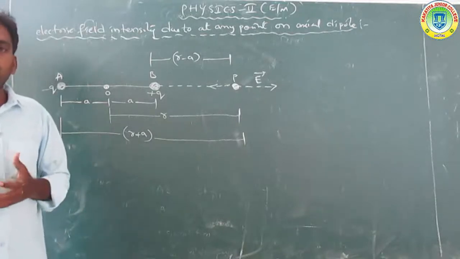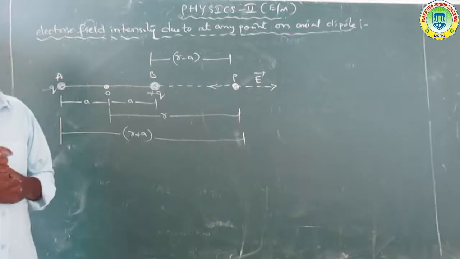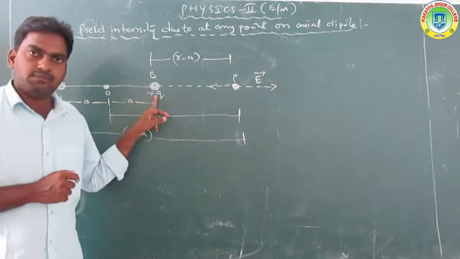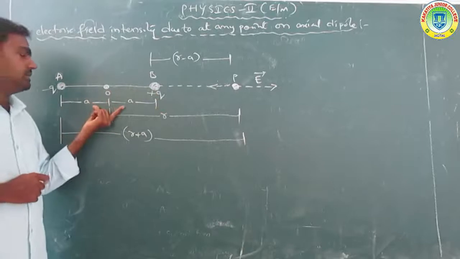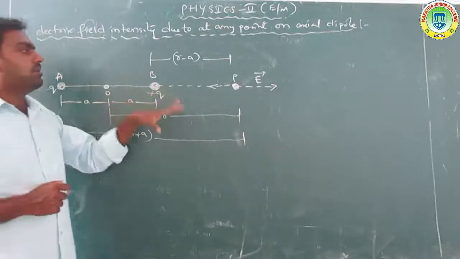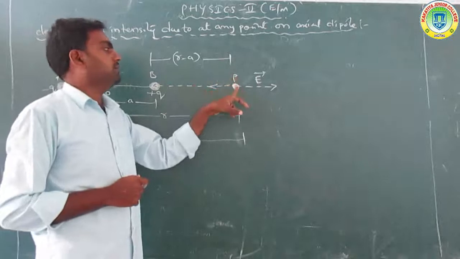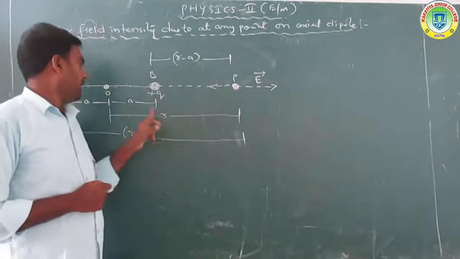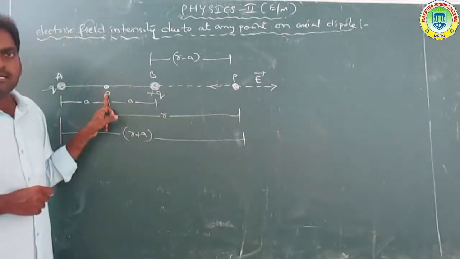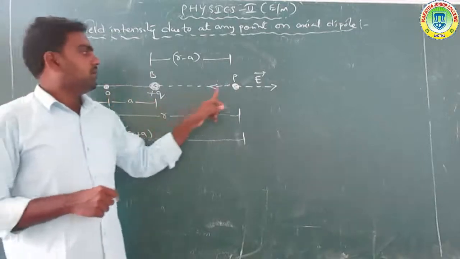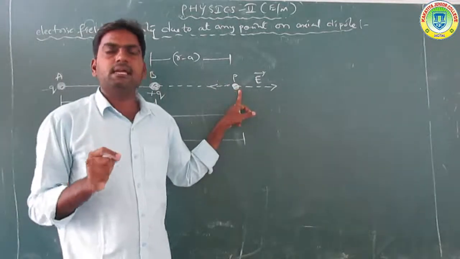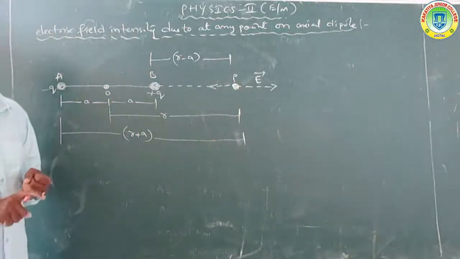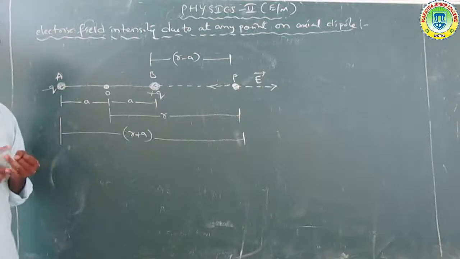So first of all, consider the dipole, consisting of two charges, minus Q charge and plus Q charge, separated by a small distance. Now we have taken the point P on the axial line at distance r from the center of the dipole, and we calculate the electrical field intensity at point P due to the plus Q charge and minus Q charge.